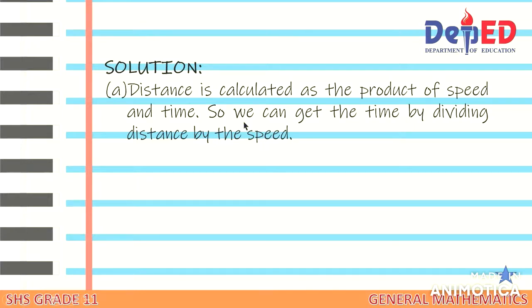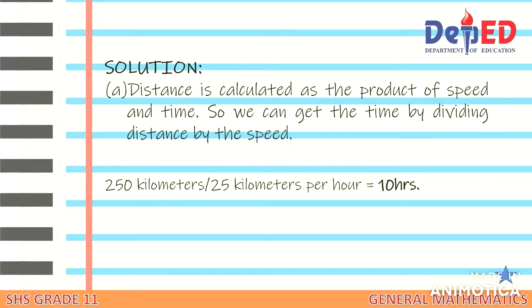So, we don't have time here. Okay? The distance is already given. The speed is already given. Pero nawawala daw yung time. Because our question here is how long. Okay? So, we can get the time by dividing distance by the speed. Given yung distance, again, given yung speed din. Okay? So, question number 1.